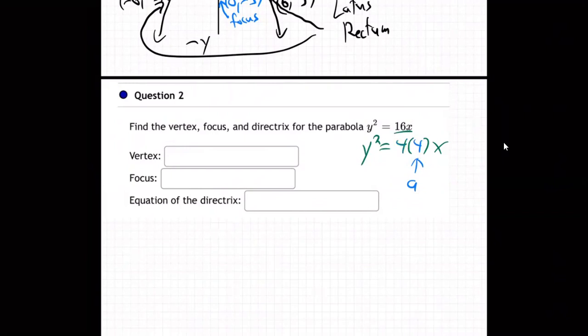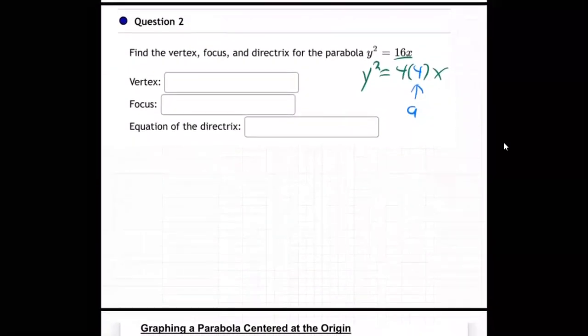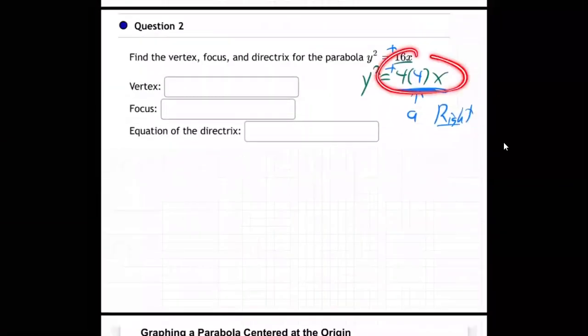Okay, so that's the first step. The second step is to find the direction. Which way is this one going to go? Well, this is positive x on the right side, so ours is going to go to the right. The right side is positive x to the first power, which goes to the right.